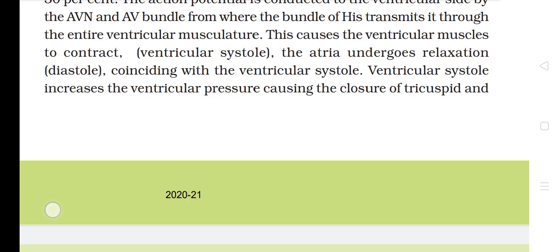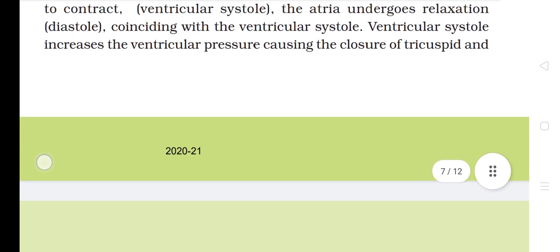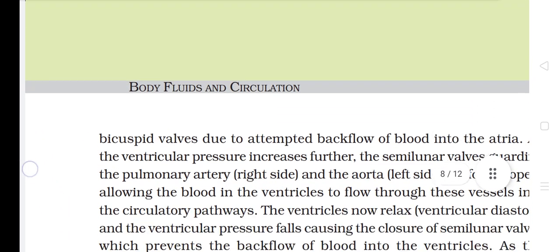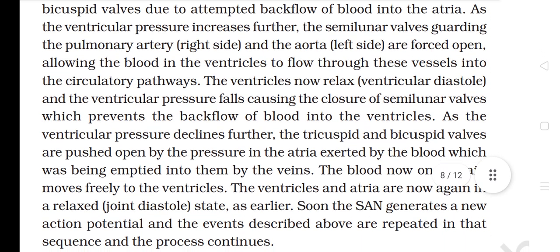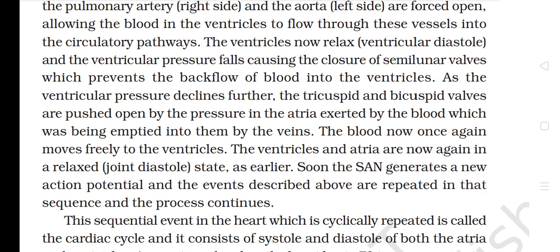The ventricular systole increases the ventricular pressure, causing the closure of tricuspid and bicuspid valves due to attempted backflow of blood into the atria. As the ventricular pressure increases further, the semilunar valves guarding the pulmonary artery, right side, and the aorta, left side, are forced open, allowing the blood in the ventricles to flow through these vessels into the circulatory pathways. The ventricles now relax, ventricular diastole, and the ventricular pressure falls, causing the closure of semilunar valves, which prevents the backflow of blood into the ventricles.